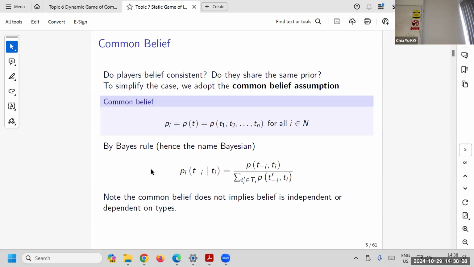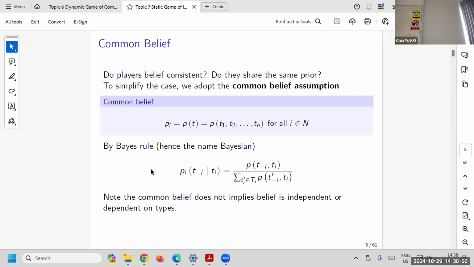At the beginning, nature will tell us how likely it is that I'm type 1 and you're type 2, and how likely it is that you are type 2 and I'm type 1, and so on. They're all possible combinations of types. It is given, we know very well. Common knowledge, everyone knows how nature decides, okay?